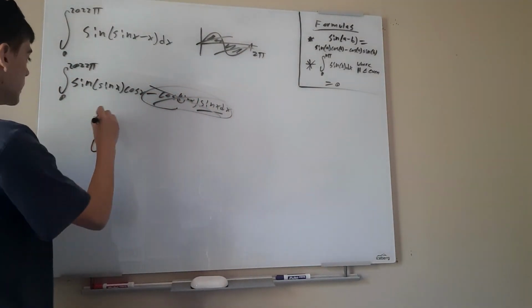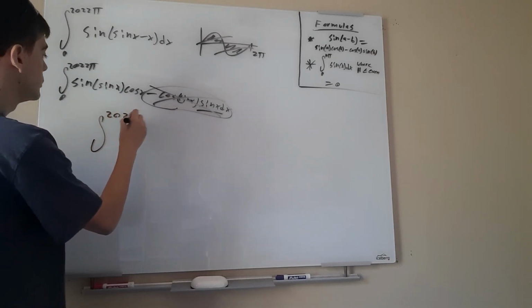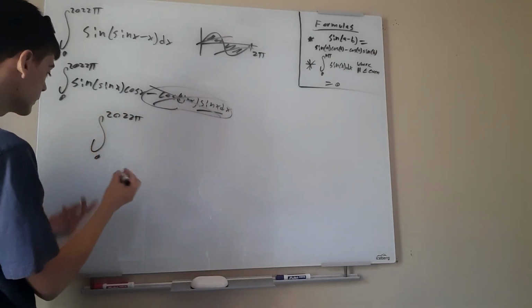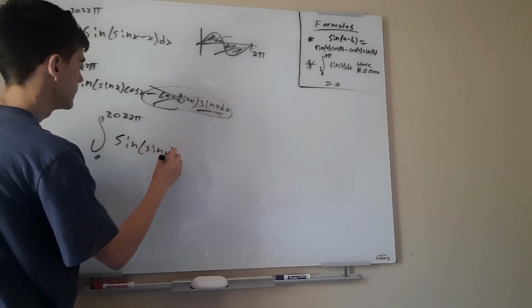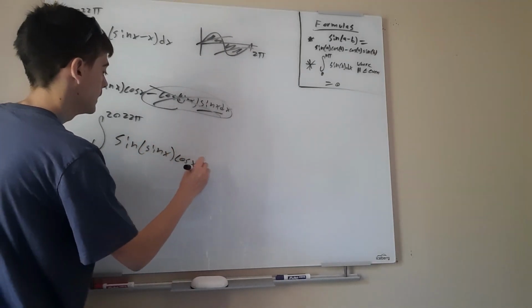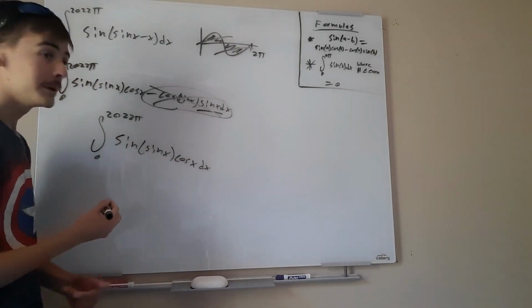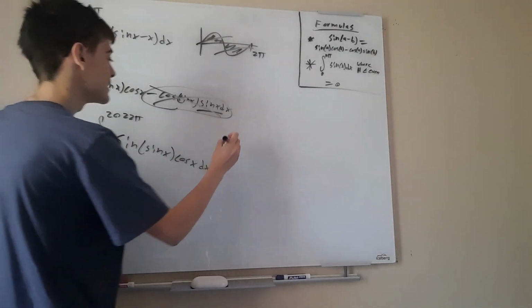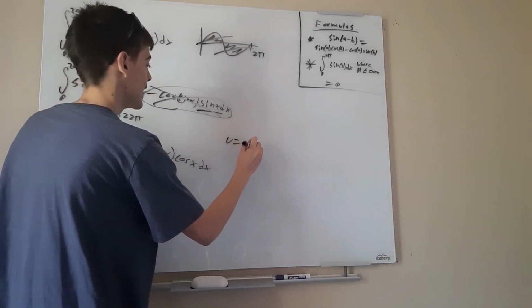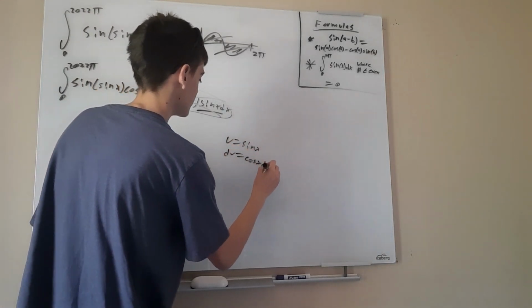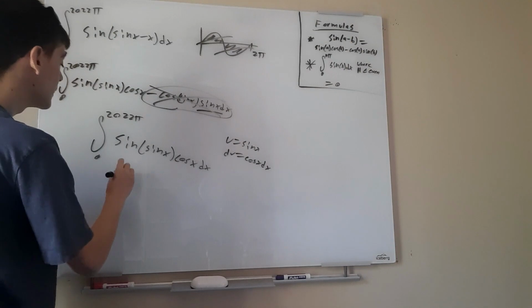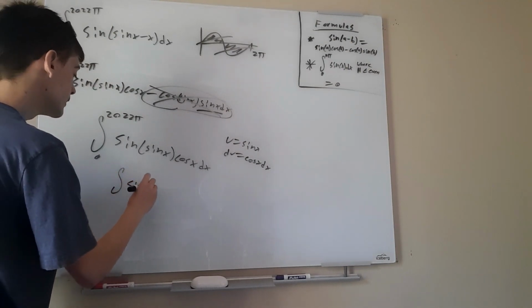So all we have to worry about is the integral from 0 to 2022 pi of sine x times cosine x. Now there's a few ways we can evaluate this, but a way I really like is to do a u substitution. We're going to let u equal sine x and du equal cosine x dx. Ignoring the bounds for now, that's just going to give us sine of u du.